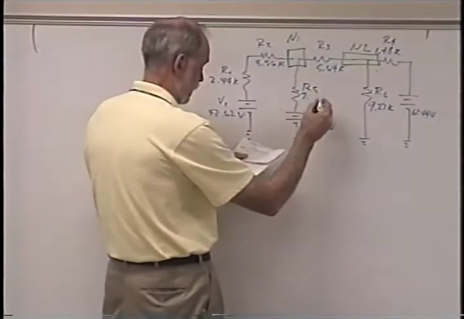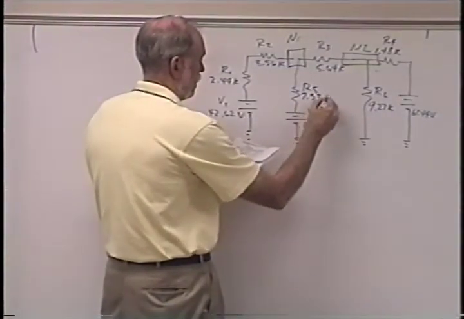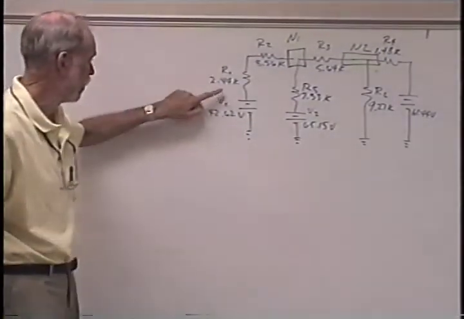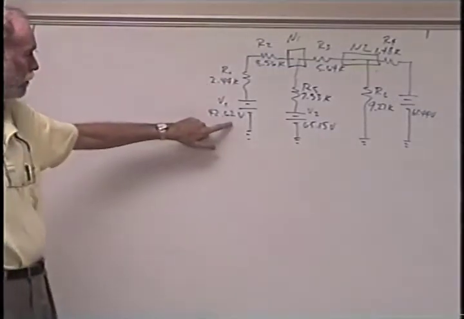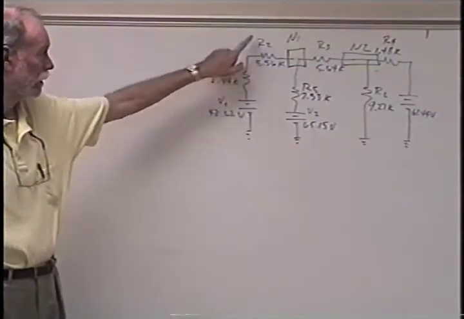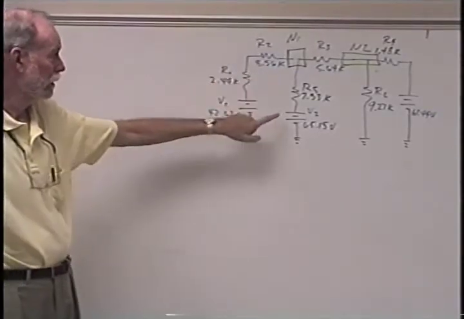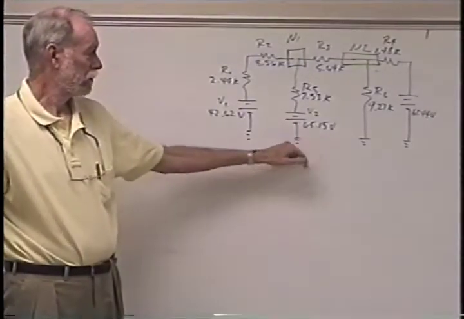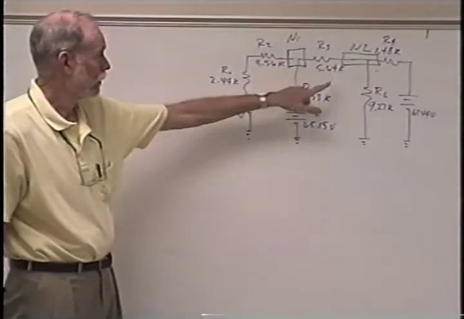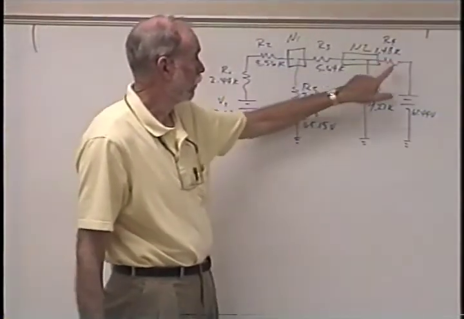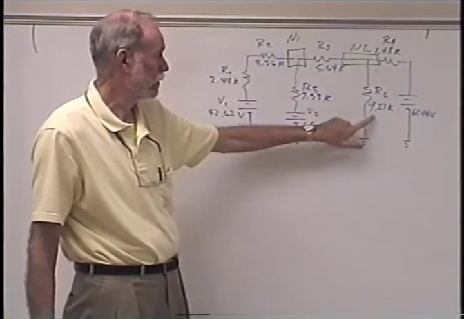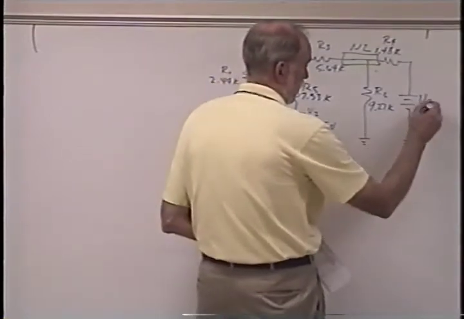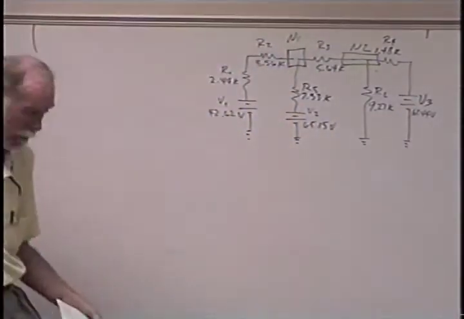This is a 7.33 ohm... And I probably should read these values to you. R1 is 2.44 K, V1 is 42.62 volts, R2 is 8.56 K, R5 is 7.33 K, V2 is 65.15 volts, R3 is 5.64 K, R4 is 1.48 K, R6 is 9.27 K, and V3 is 61.44 volts.